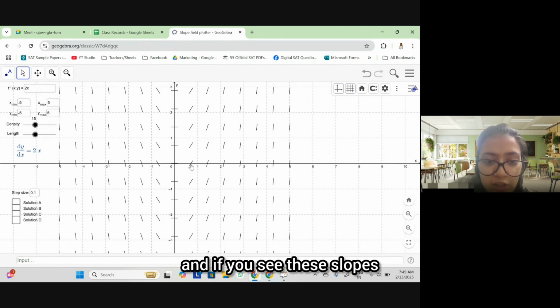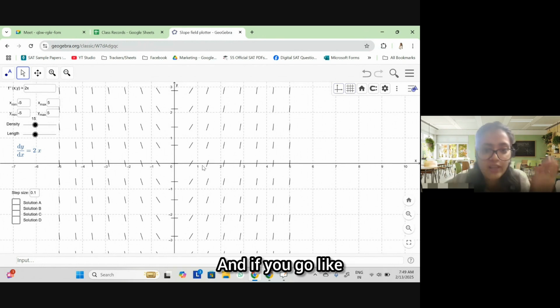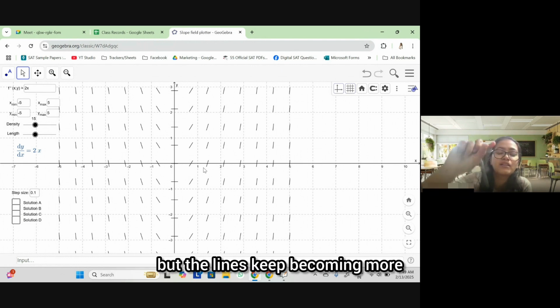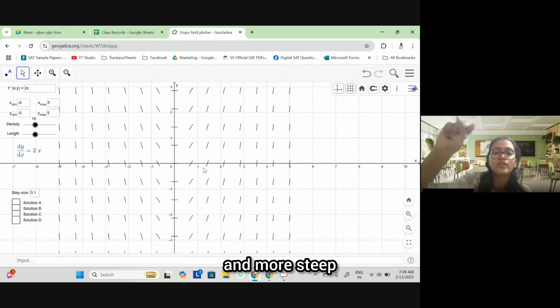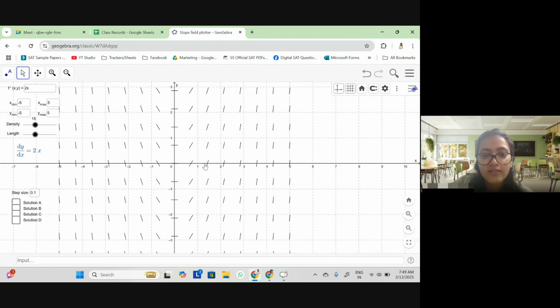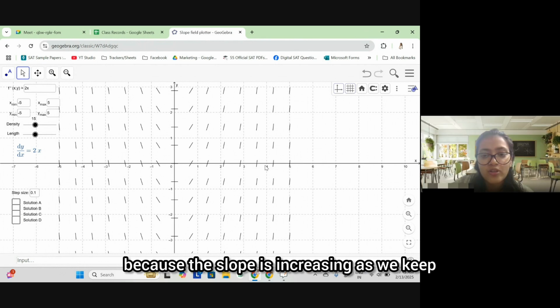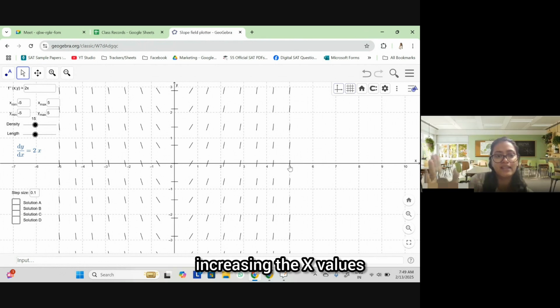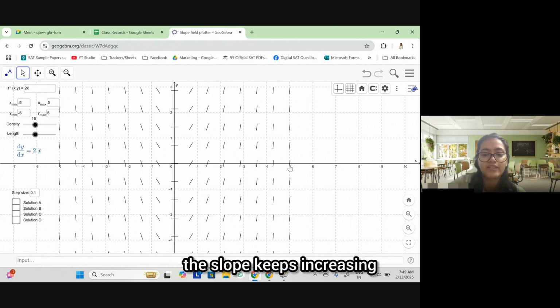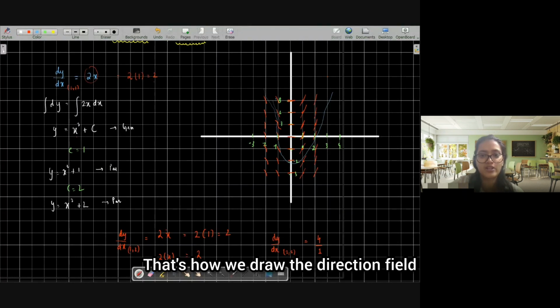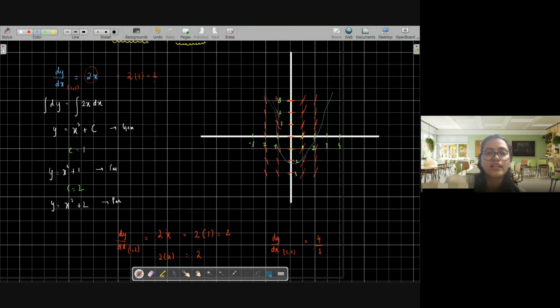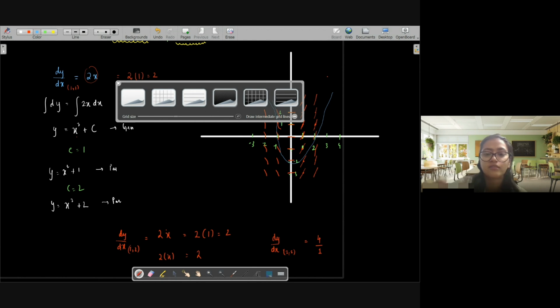You see these slopes, and if you keep moving on the right-hand side, the lines keep becoming more and more steep. That's because the slope is increasing. As we keep increasing the x values, the slope keeps increasing. That's how we draw the direction field. So these tiny red dots, these are the direction fields.